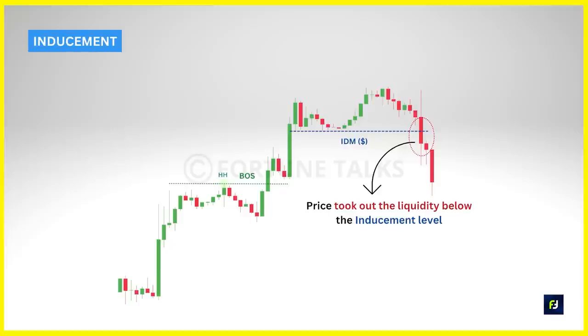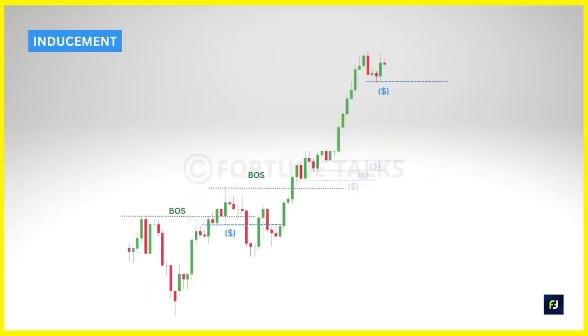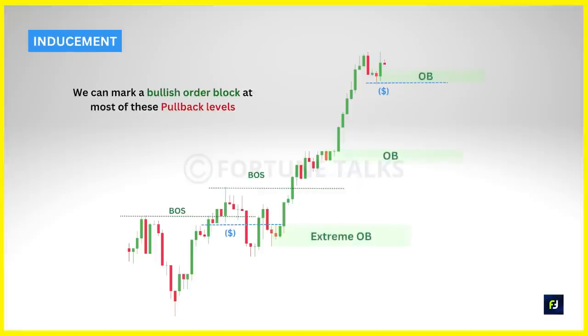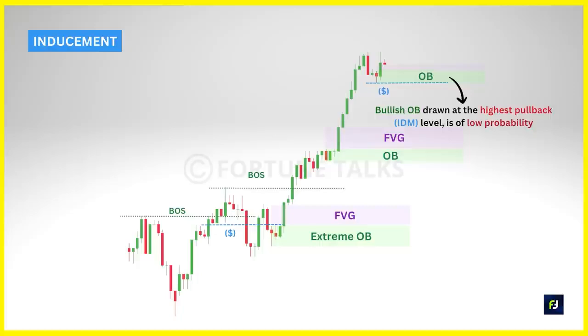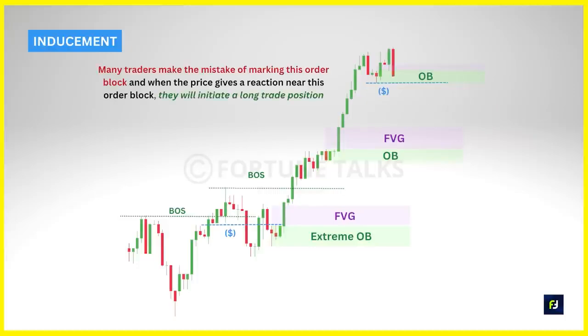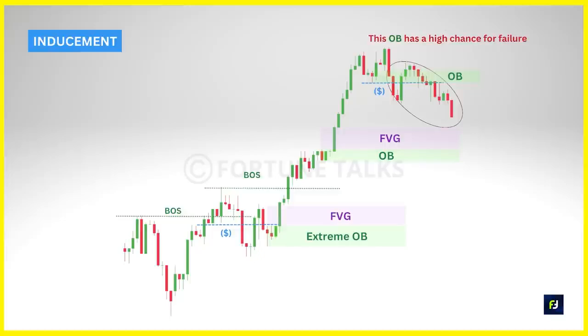Now I will tell you why this is important. See, during the minor pullback after a bullish break of structure, you can mark a bullish order block at one or more of these levels. But the bullish order block drawn at the highest pullback level is of low probability, and there are high chances that the market will come back to take out the liquidity and break below this order block and move lower. Many traders make the mistake of marking this order block, and when the price gives a reaction near this order block, they initiate a long position. But the chances of this trade failing is very high.